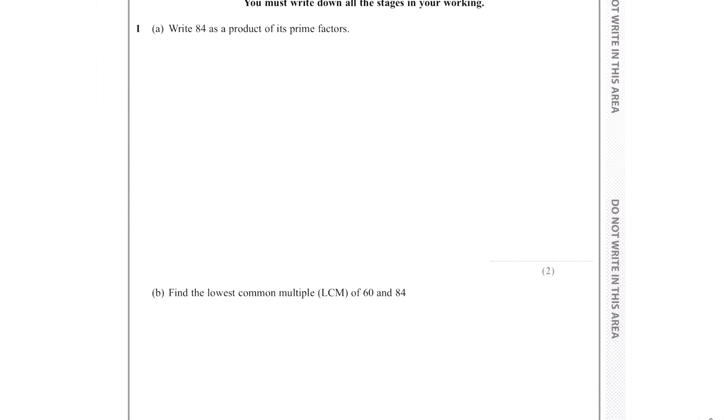Question 1, write 84 as a product of its prime factors. Hopefully you can see the 8 and the 4 are both going to go into the 4 times table. So that's going to be 4, that's going to be 2 and a 1, that's 7, 3, and that is 2, 2. So we can write that as 2 squared times 3 times 7.